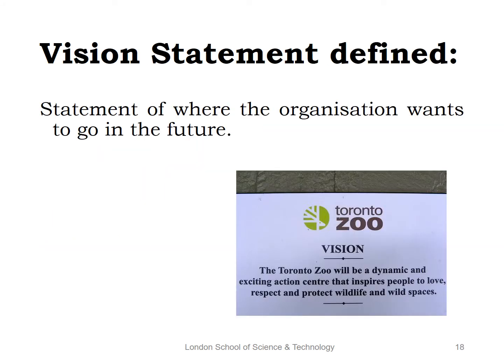So, a statement of where the organization wants to go. Toronto Zoo. The vision we can see for Toronto Zoo will be a dynamic and exciting action center that inspires people to love, respect, and protect wildlife and wild spaces.